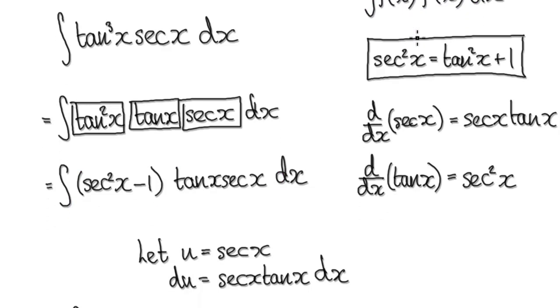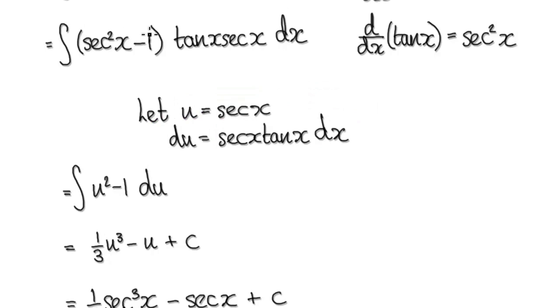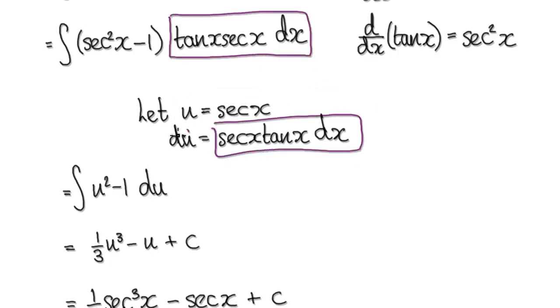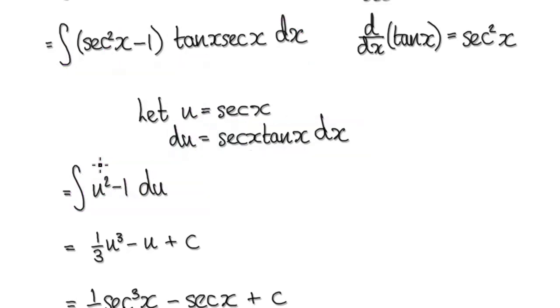Use u substitution. Let u equal secant of x. Differentiate this, and that will give us this. Now notice that this whole block here is exactly the same as this. So we can put the u into here, and then put u into this secant here, so it becomes u squared take away 1 du. So this whole thing will then become this. Now you know it's easy to integrate.